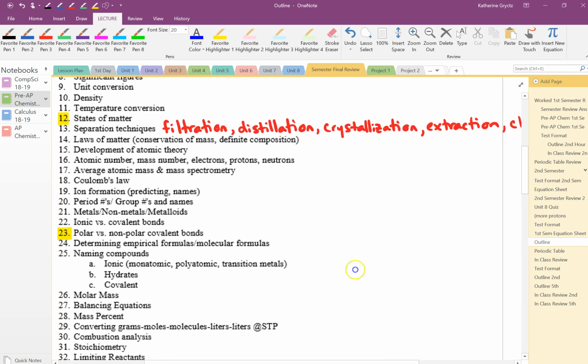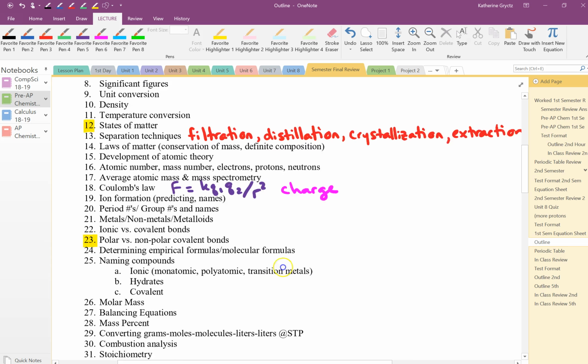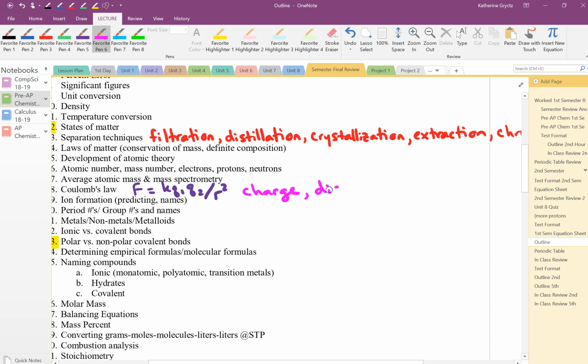Okay, going back to the outline, Coulomb's law. Earlier this year you were probably given a formula that looked like this, which made some of your hearts hurt because that makes you uncomfortable. But what you have to know about Coulomb's law is that it's about the level of attraction between two things. And Coulomb's law says the things that matter to attraction are the charge and the distance between them.